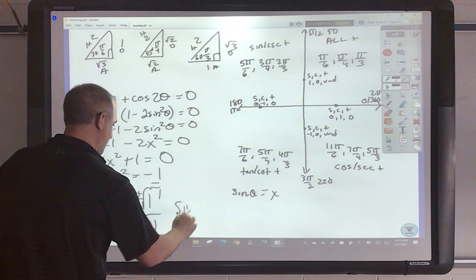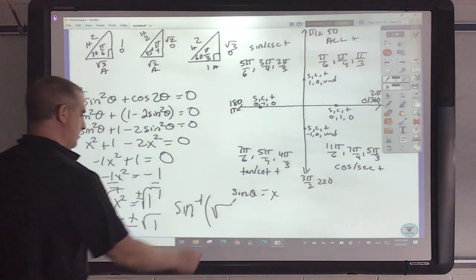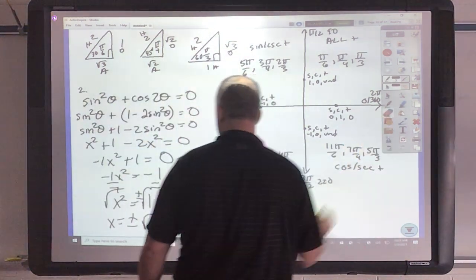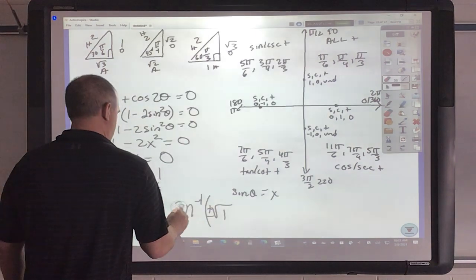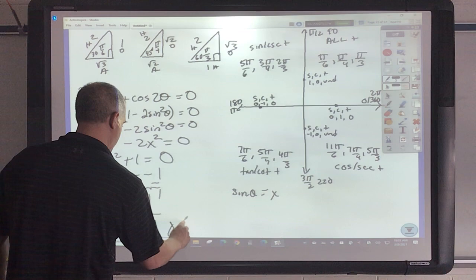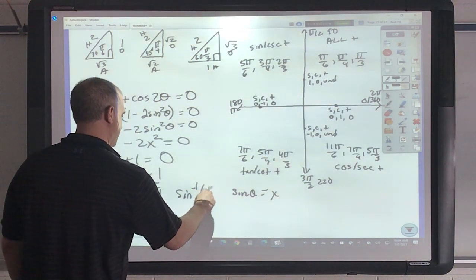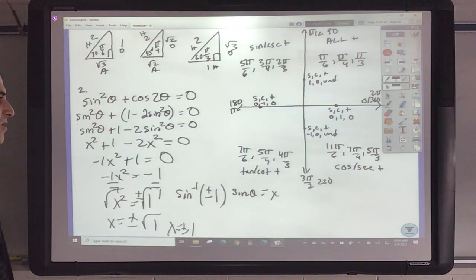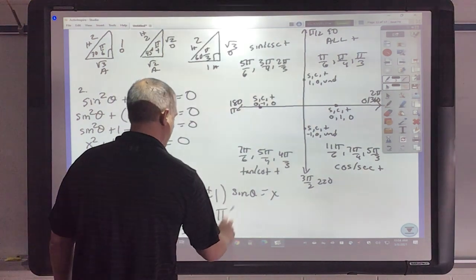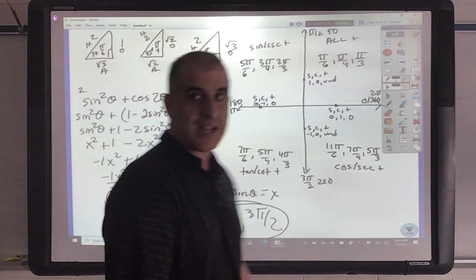Bring back sine inverse of square root of 1, plus and minus square root of 1. Or 1, probably, sorry. So this would be x equals plus and minus 1. So I would take the sine inverse of plus and minus 1. I'm looking for where it's both 1 and negative 1. That's pretty easy. That's going to be the axis points, pi over 2 and 3 pi over 2. Okay, and that's going to be the answer for that one.